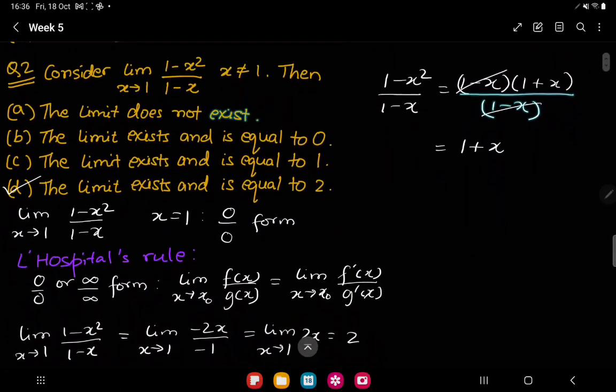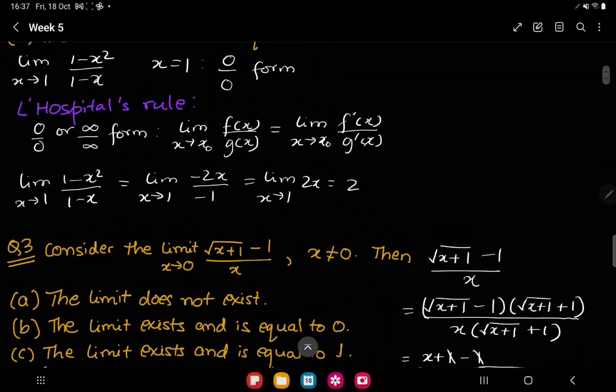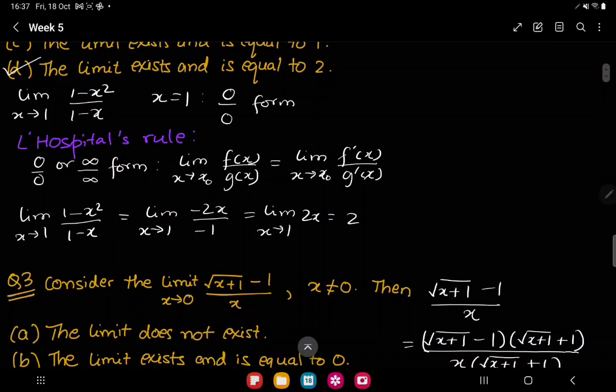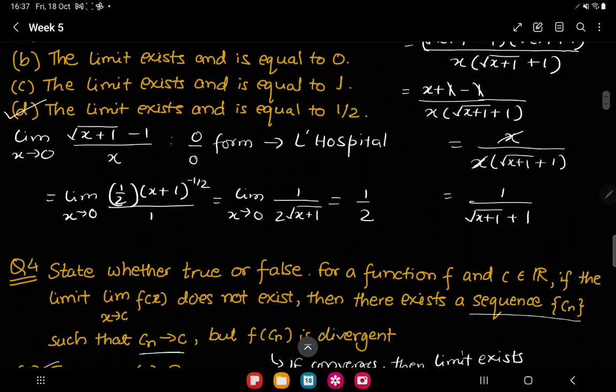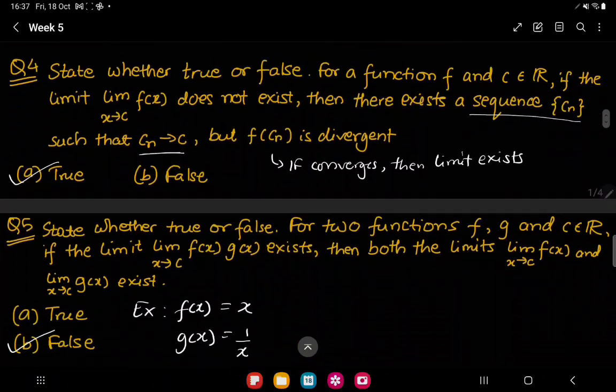Again, more about limits and using L'Hopital's rule. We have already seen L'Hopital's rule and the condition under which it can be used. So once again, either 0 by 0 or infinity by infinity form, you can use L'Hopital's rule, in which you differentiate both the numerator and denominator with respect to the variable and then find the limit. So it is a very handy rule actually.